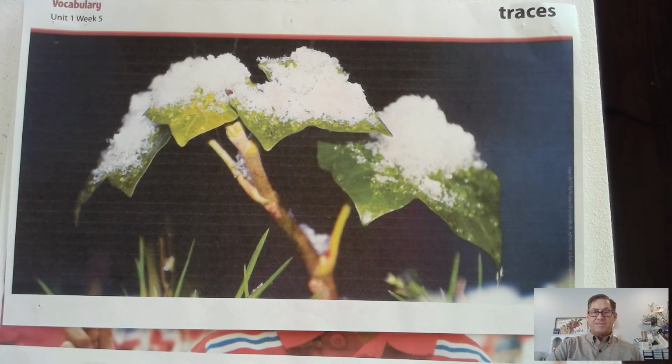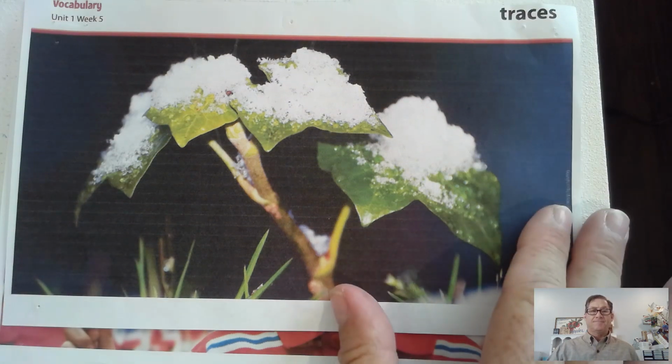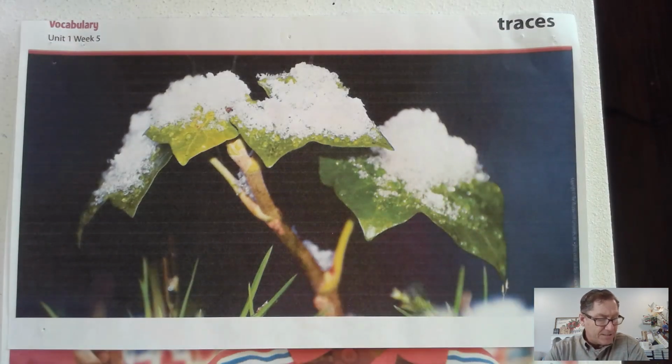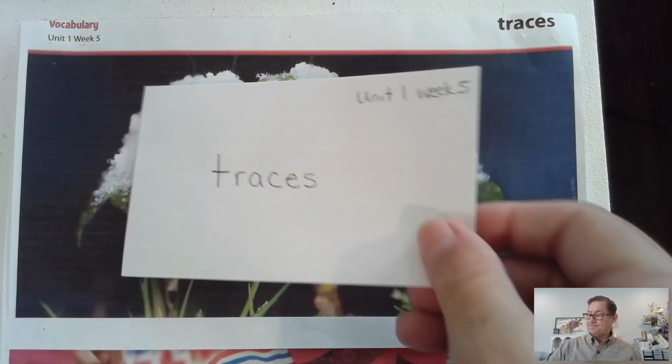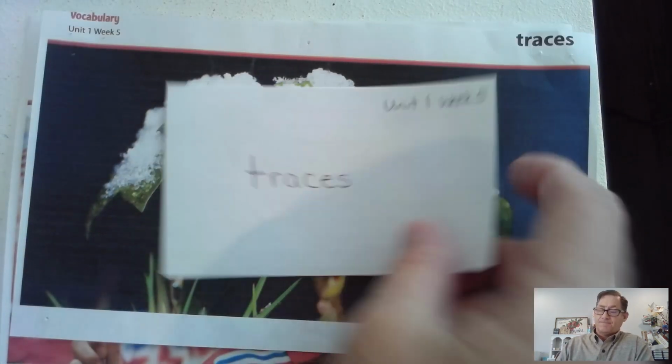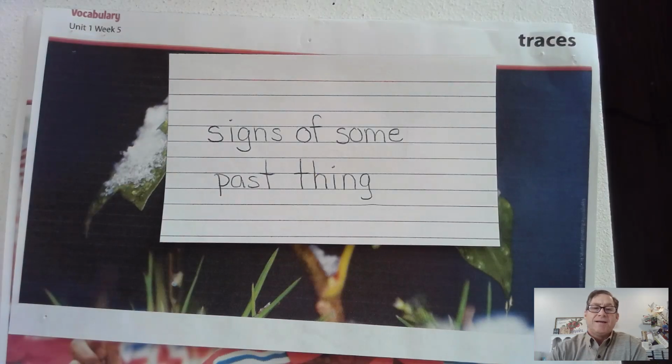Okay, another word in this week's selection is traces. Traces. Say that word with me, traces. Traces are small bits or signs left behind that show that something was there. Example, in the morning we found traces or small mounds of snow on the plants. So, what is another word for traces? Okay, write traces on one side of your card. And on the other side, I want you to write signs of some past thing.